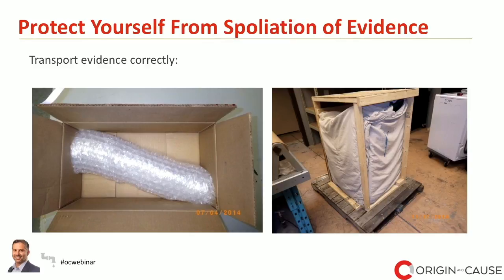The photo on the left shows a braided hose like the ones we're looking at today. It's been wrapped in bubble wrap and put in a box. As you can see, it's very nicely done and secured. On the right, we have a larger component, and it's put in a skid, and it's protected all around for transportation. So these are two very good examples.